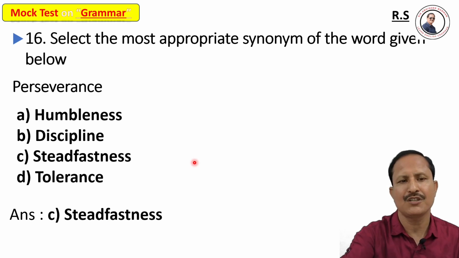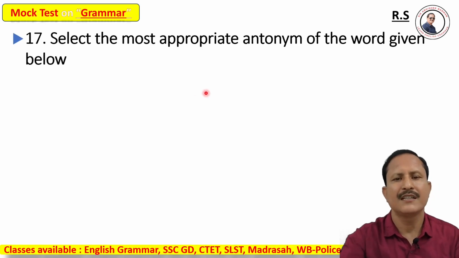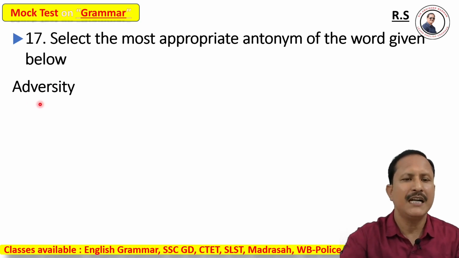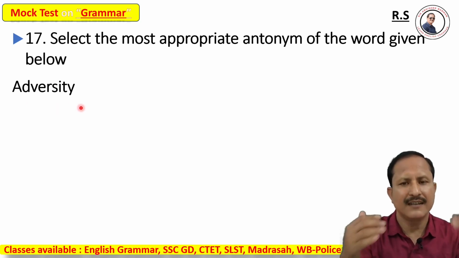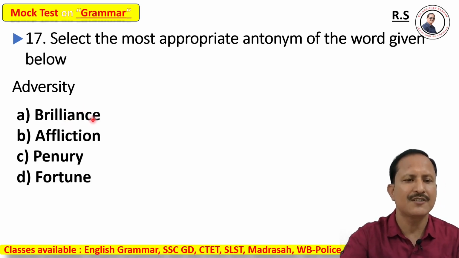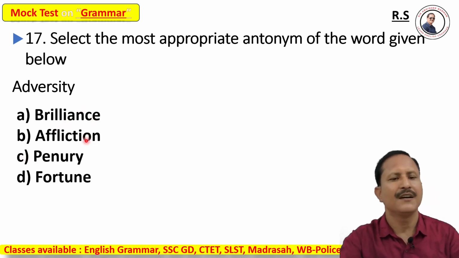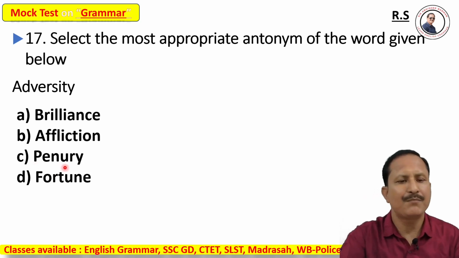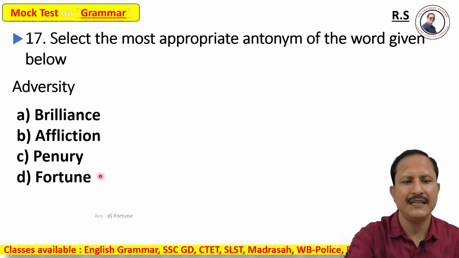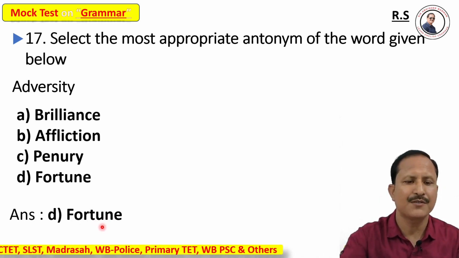Now, question 17. Select the most appropriate antonym of the word given below. The word is adversity. Option A, brilliance. Option B, affliction. Option C, penury. Option D, fortune. Here, the correct antonym of the word adversity is option D, fortune.